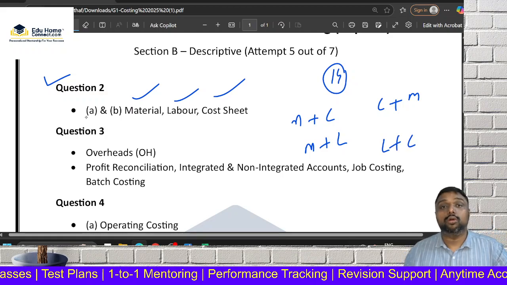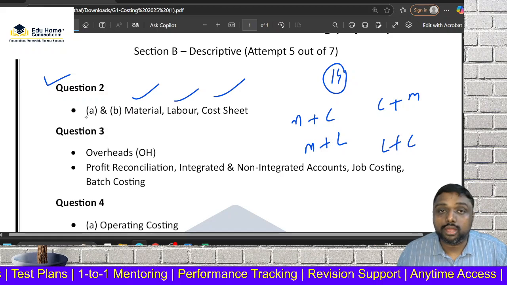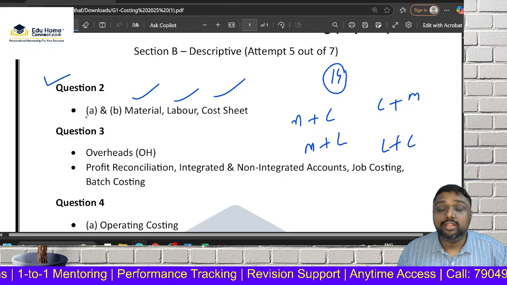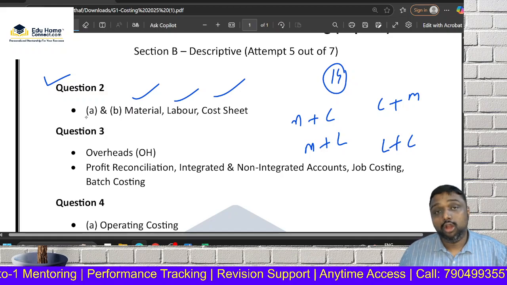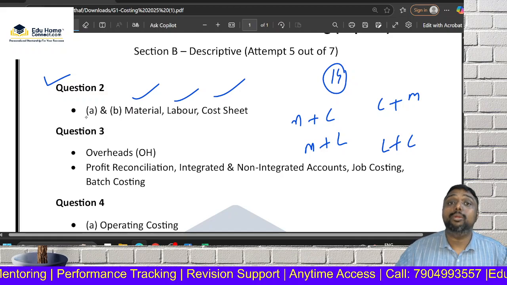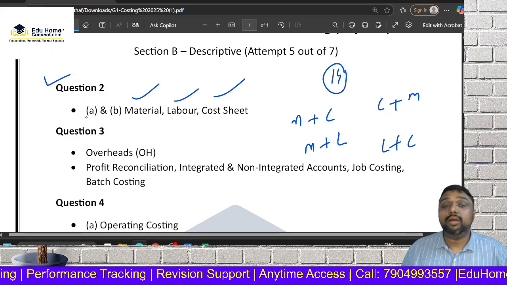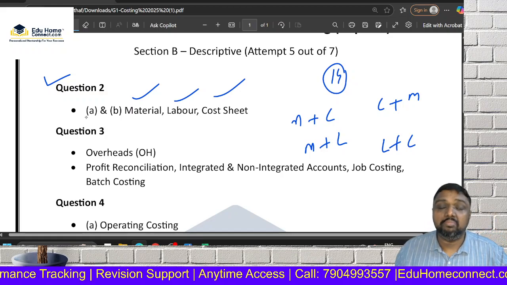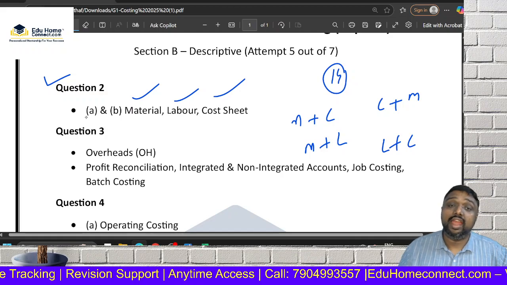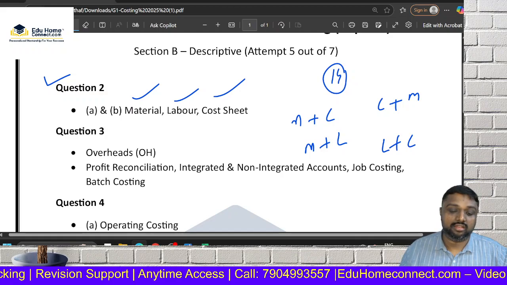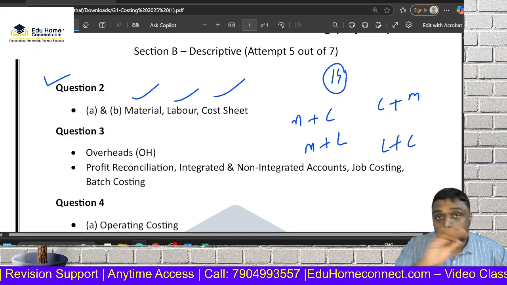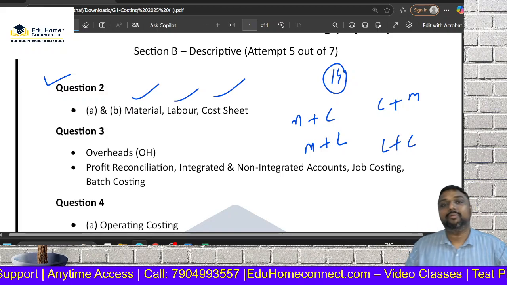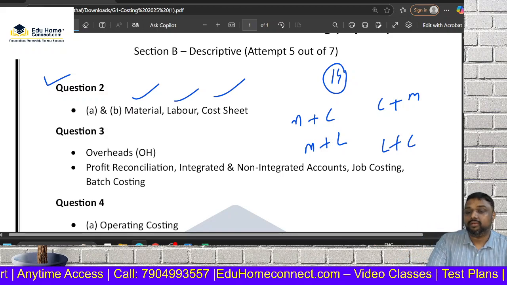In material also, if you learn, you have a lot of topics. Economic order quantity is there, stock level is there, inventory turnover ratio is there. Then you have stores ledger, FIFO, LIFO. Lot of areas. In labor, how many formulas, my dear friends? In labor we have formulas of what? Halsey, Rowan, Merrick, gang task, the labor turnover rate, a lot of areas. So, my dear friends, from all these areas, one question will come. Material or labor, one question will come. That is the first area.